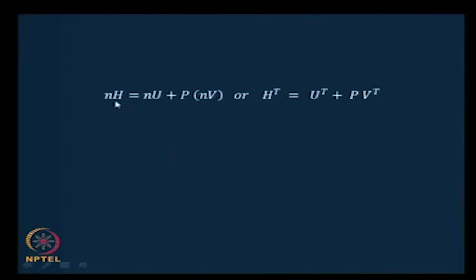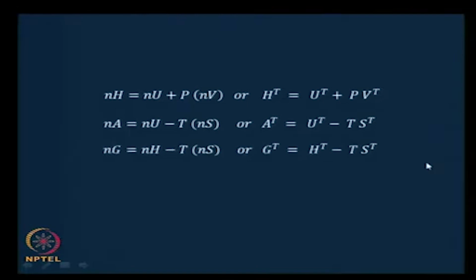Going by that we said nH equals nu plus P times nv, or we use this terminology in the later parts of the course: Ht, the total enthalpy, is Ut plus P Vt. This is intrinsic, so there is no T here. Similarly, At is Ut minus T St, and Gt equals Ht minus T St.